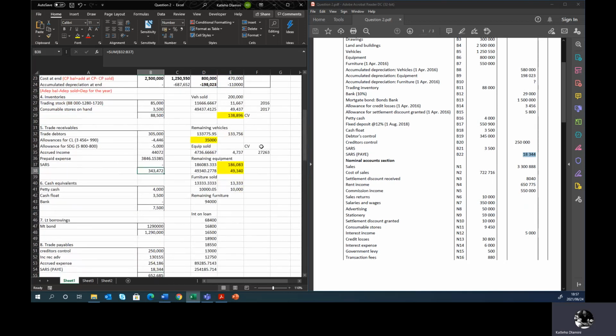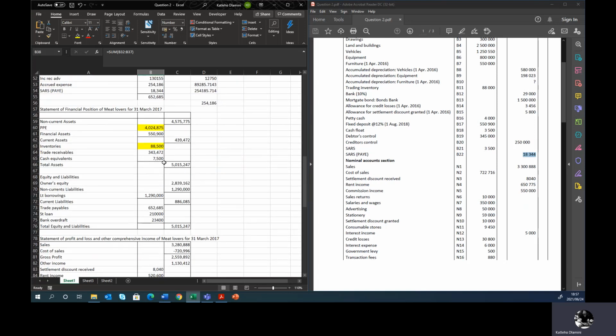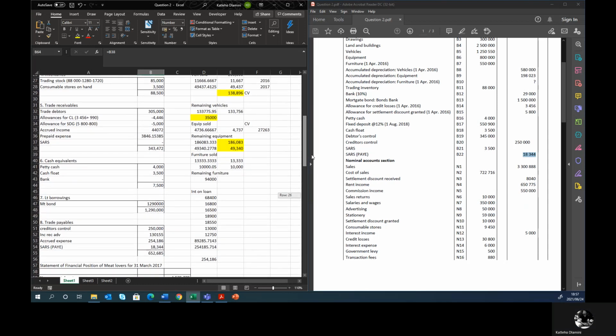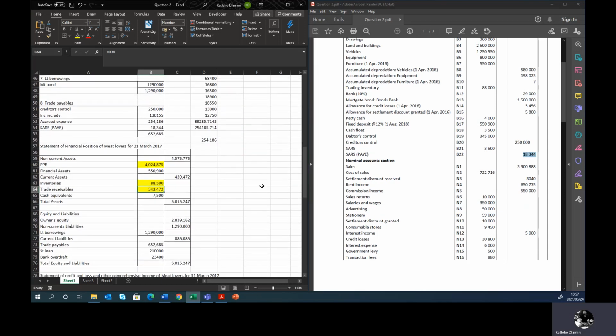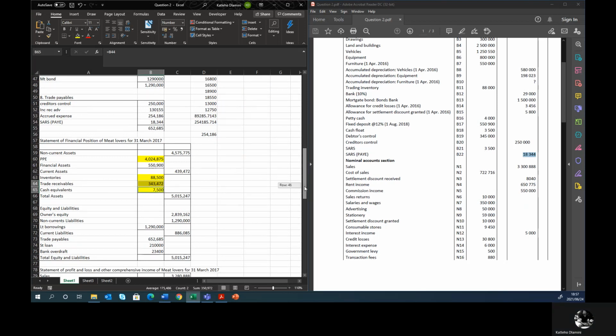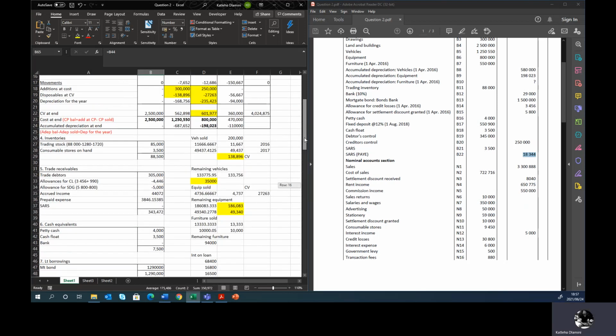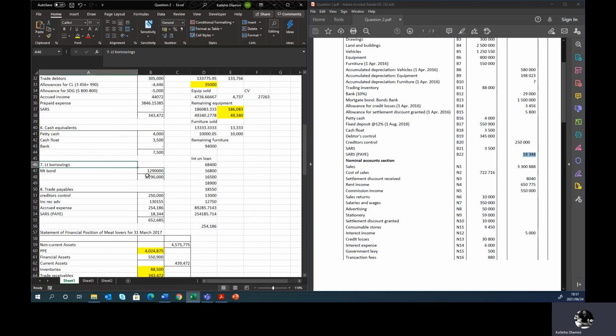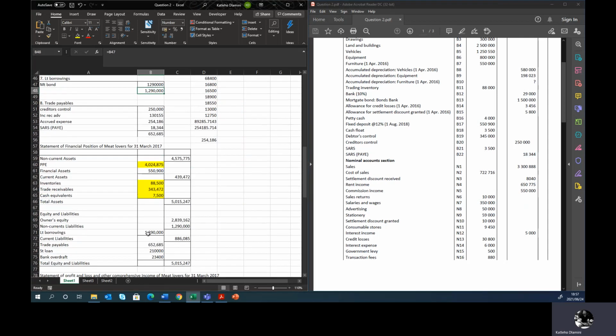I've already done this one. Then my trade receivables, the 343, is this 343 that you see over here. My cash equivalents of 7.5 is the 7.5 that you see over here. My mortgage bond is 129 over here. You're gonna put it over here. That trade payables is sitting over there.